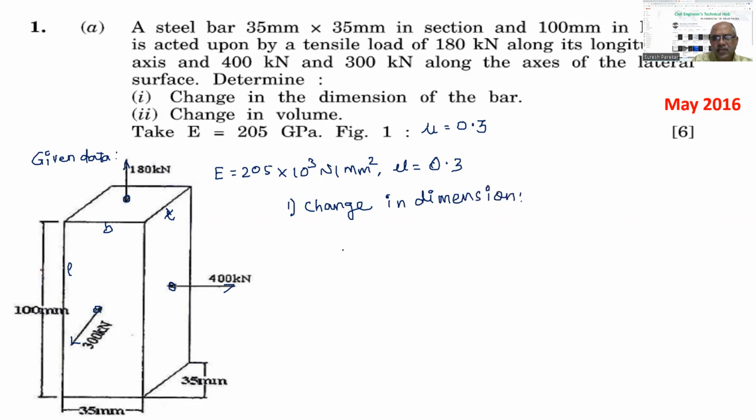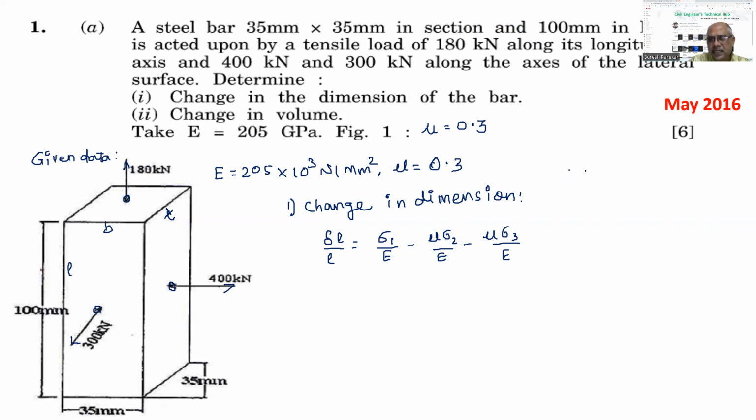For the change in dimension, we have delta L by L equal to sigma 1 minus mu sigma 2 minus mu sigma 3, divided by E. Now sigma 1, sigma 2, sigma 3 we have to find. First we consider this 180 kilonewton which is along the longitudinal axis. So I will write sigma 1.